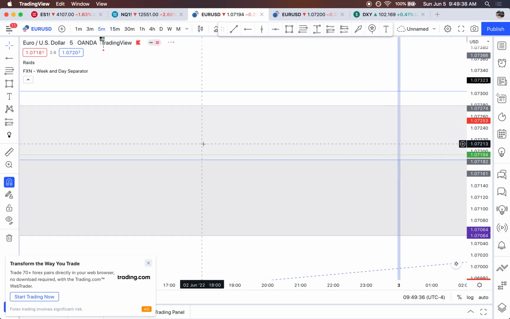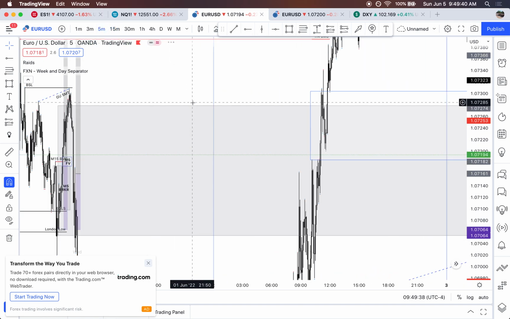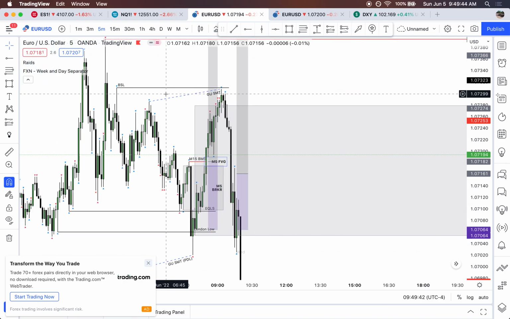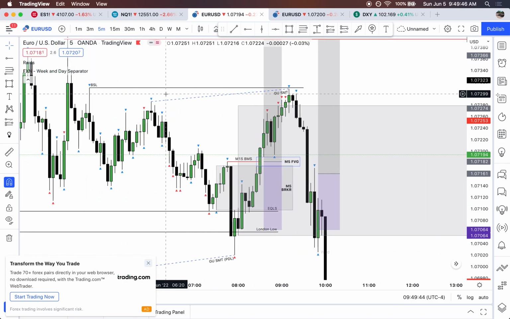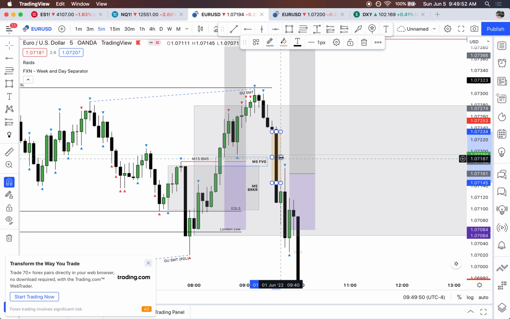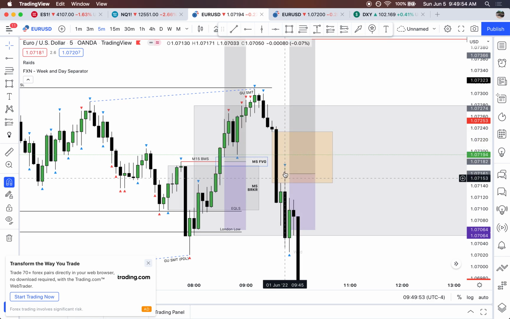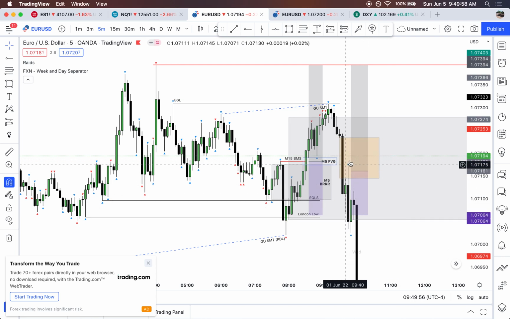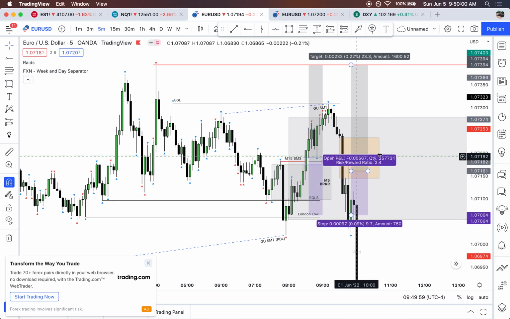And on the M5, there was an entry. But logically for me, it wouldn't make sense to take this since my bias was bullish. But there was an institutional order flow entry drill here. But again, I wasn't even considering taking this as a short.